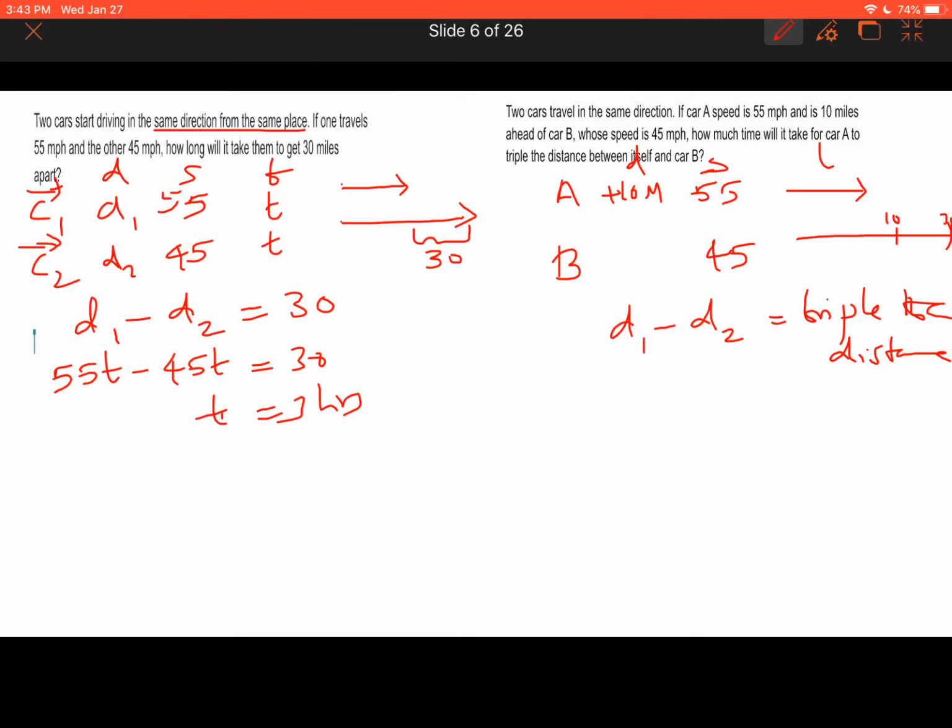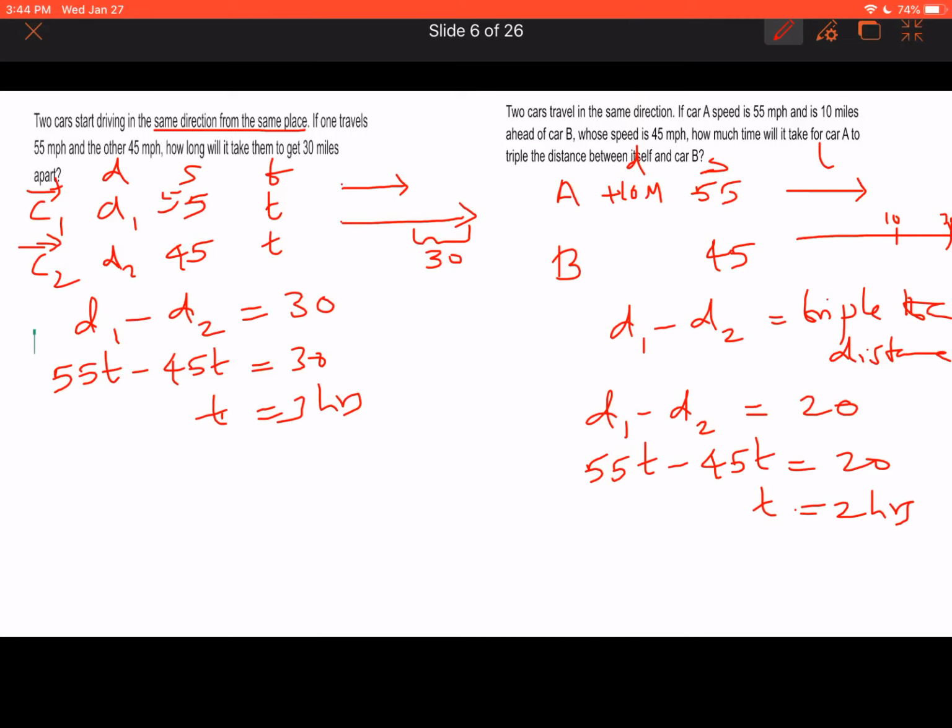Okay, after traveling 10 miles ahead, after that time we have to find how much time it takes to move ahead by 30 miles. So that means d1 minus d2, which is going to be 20. It is not 30, it is 20. Okay, which is very, very important to understand. So it is 55t minus 45t, which is equal to 20. t is equal to 2 hours.